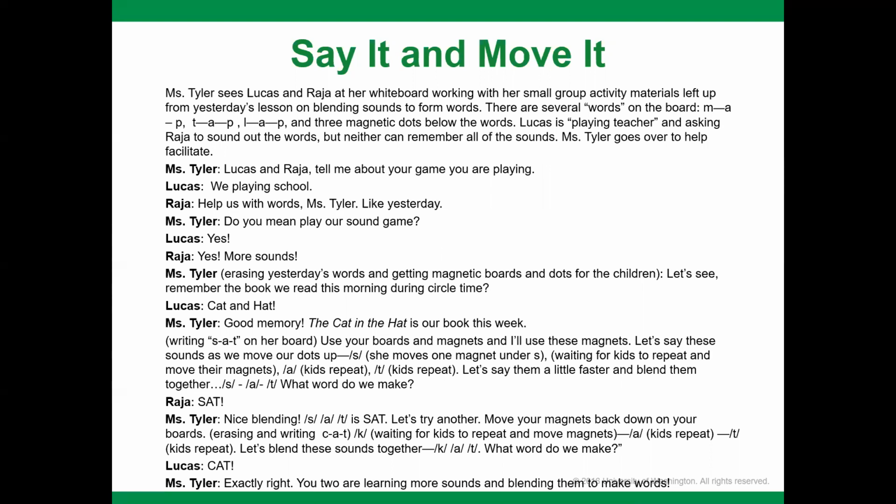Let's say them a little faster and blend them together. Sat. What word do we make? Raja says, sat. Mrs. Taylor says, nice blending. S-a-t is sat. Let's try another. Move your magnets back down on your boards. And they erase and write cat.